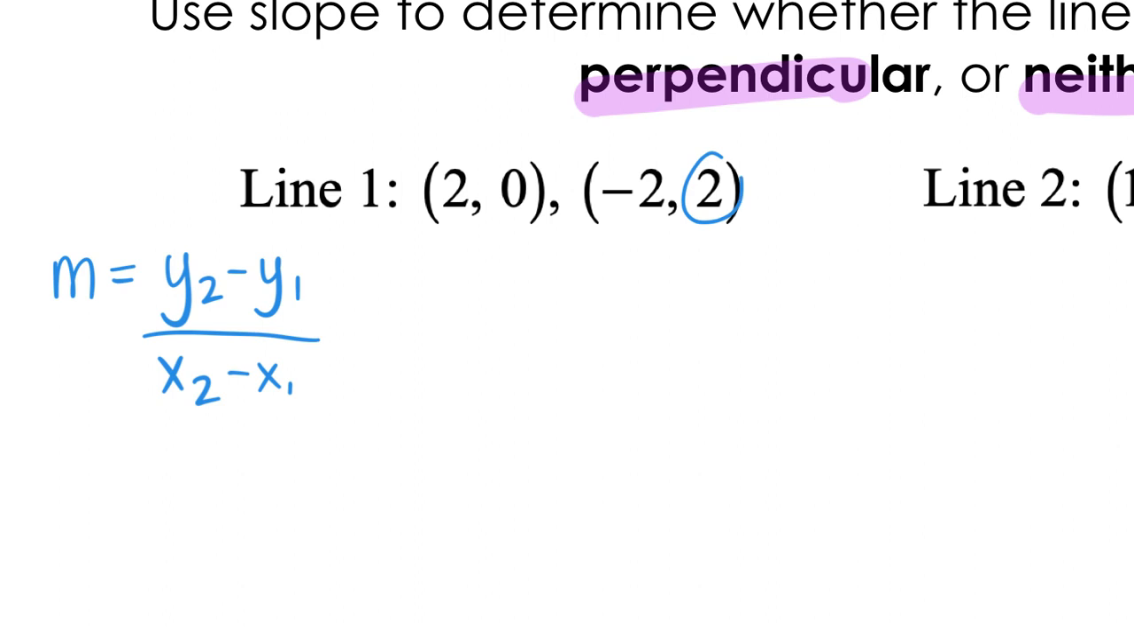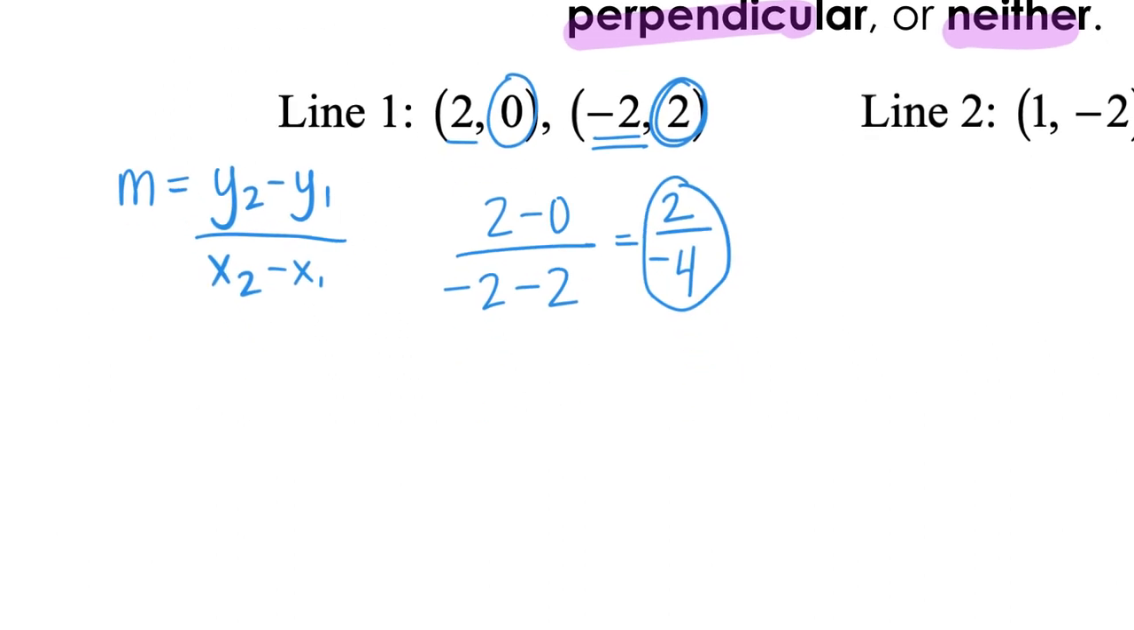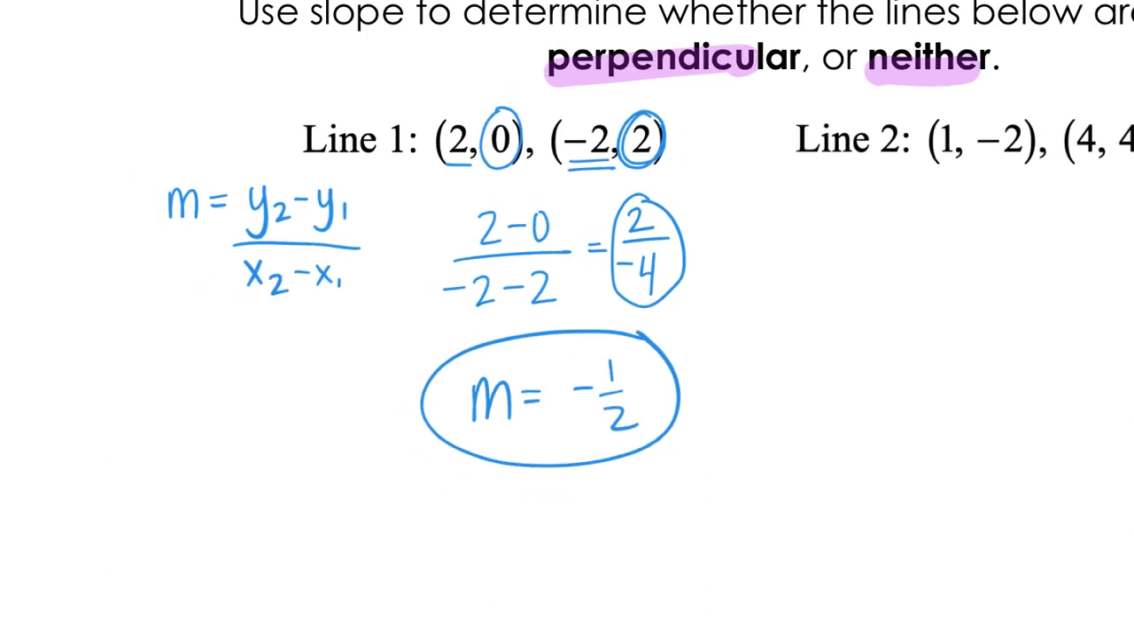I'm going to start with my y values. I have 2 and 0. So I would do 2 minus 0 over negative 2 minus 2. And then we'll just simplify. So 2 minus 0 is 2. Negative 2 minus 2 is negative 4. And then always make sure you're reducing your fractions. So that reduces down to negative 1/2. So the slope of that first line is negative 1/2.